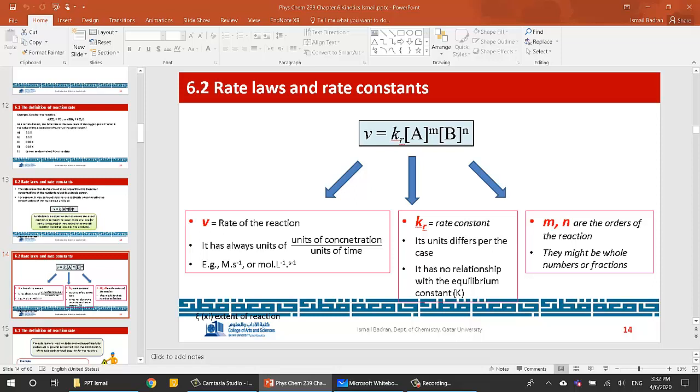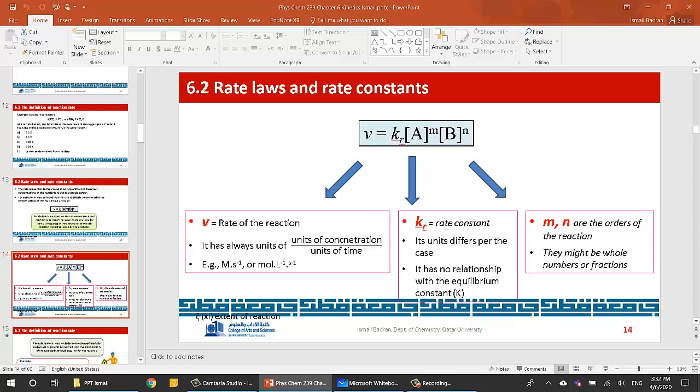It is dissimilar to the equilibrium constant, which is large K. This one has units, and its units are written in a form to equalize this equation. Therefore it has different units, whether it is first order or second order and so on.